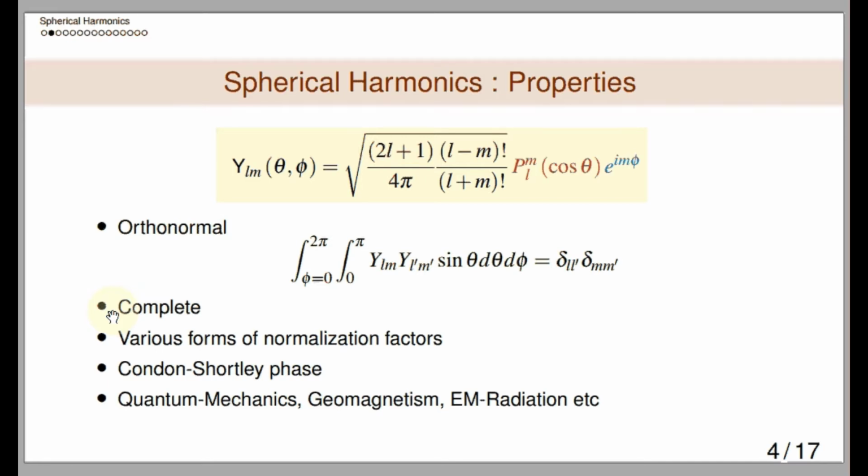It is in stark analogy with Fourier series. Any periodic function can be represented as a weighted sum of sines and cosines. Similarly, on a spherical surface, spherical harmonics can be used to represent any function.